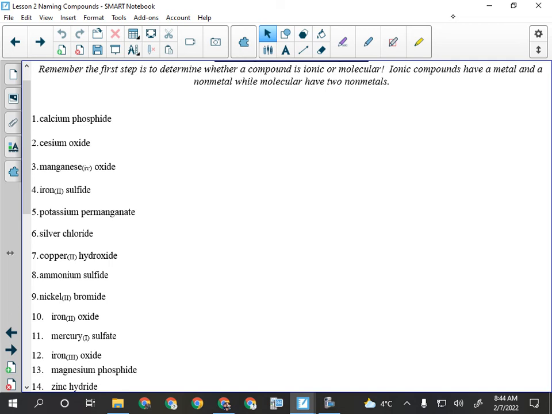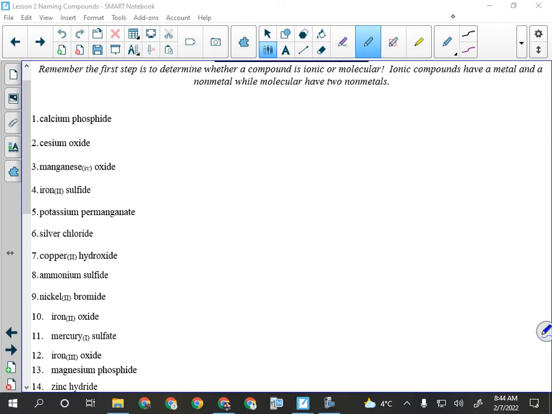So our first one here, and this one would obviously be writing a chemical formula, the first thing we have to decide is: is this compound ionic or is it molecular? The way we do that is we look for a metal. If there's a metal in it, it's ionic. So is this compound ionic or molecular? It's ionic, because calcium is a metal.